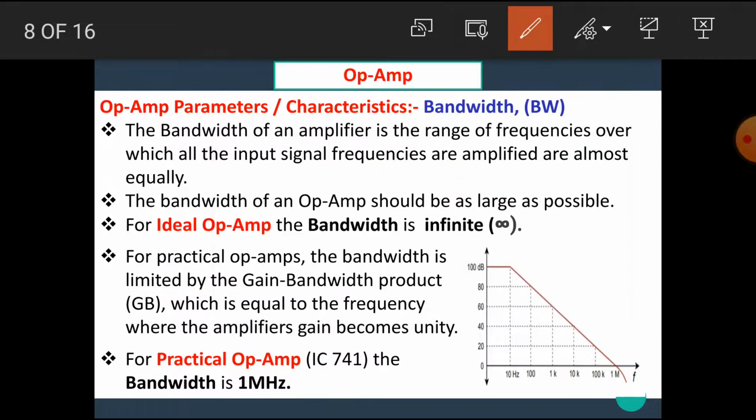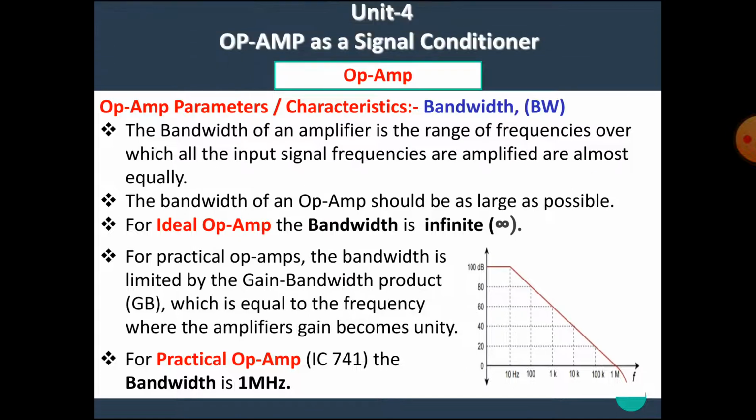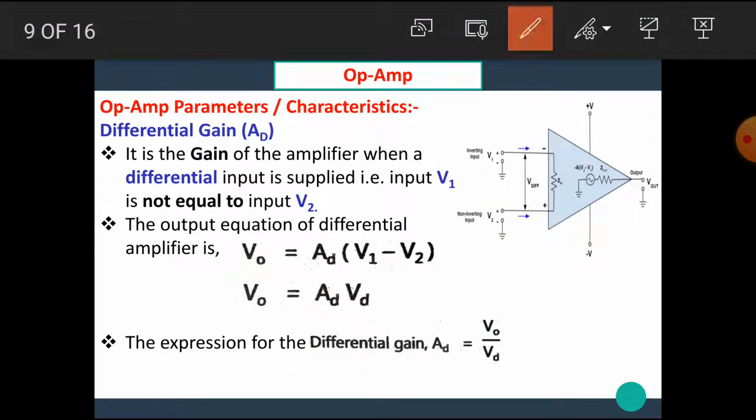That means the bandwidth of the amplifier is the range of frequencies over which it can amplify all the frequencies in it, and the bandwidth should be as large as possible, but practically it is not possible. Ideally, the value of the bandwidth is infinite, and for IC741 its value is near about 1 megahertz. This is the graph of the gain versus bandwidth. Okay. Now let's see the next parameter, differential gain.